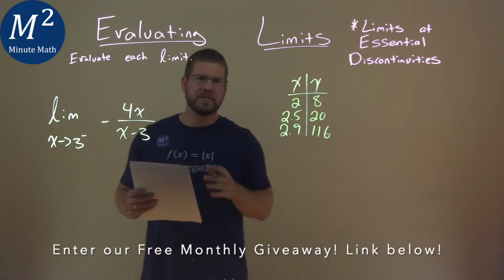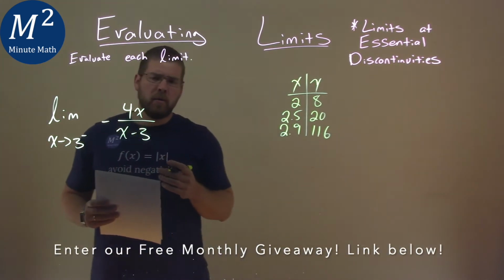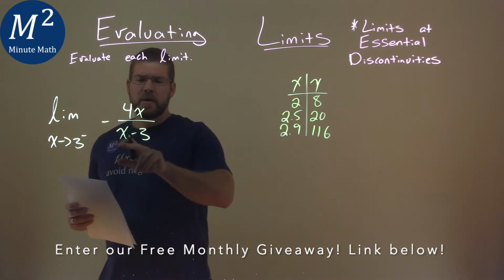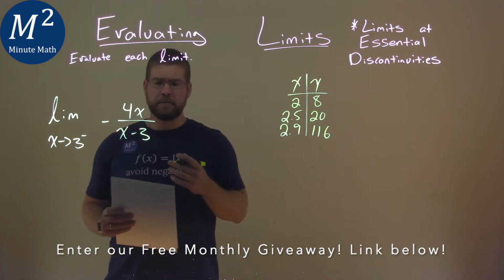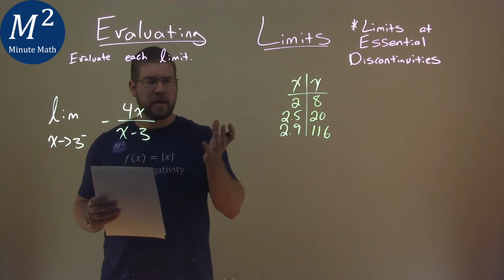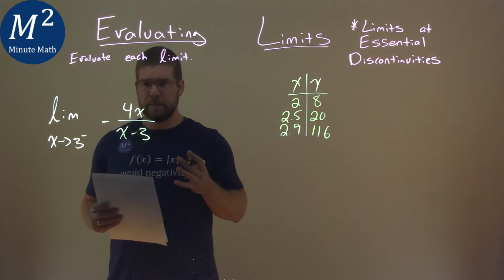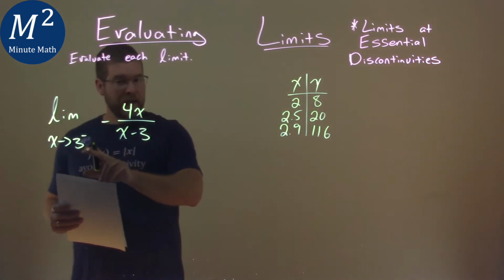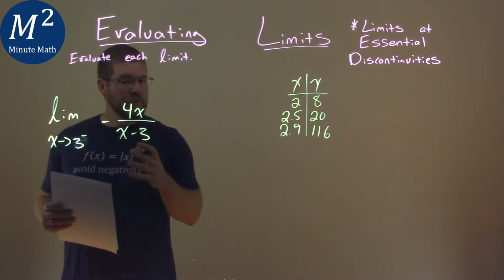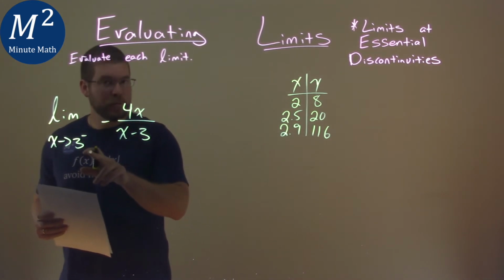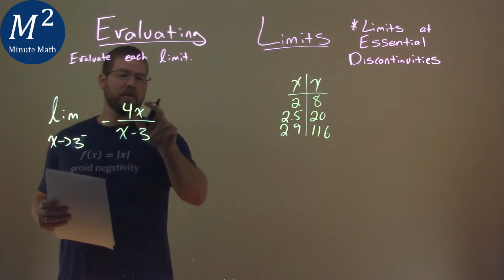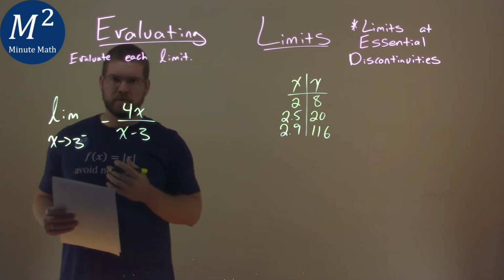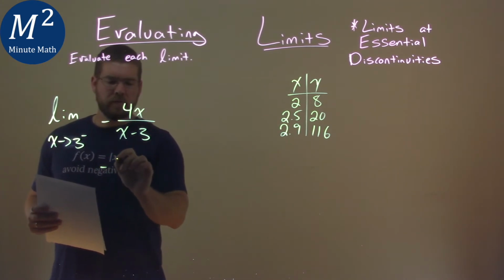But how can we understand this conceptually? Well, we know if we put in 3 directly, we're dividing by 0. And dividing by 0 is generally a clue that it's approaching some infinity here. So if we're approaching from the left, I like to pick a value that's just to the left of 3 and see if the overall result is positive or negative. So we have a negative and we have 4.